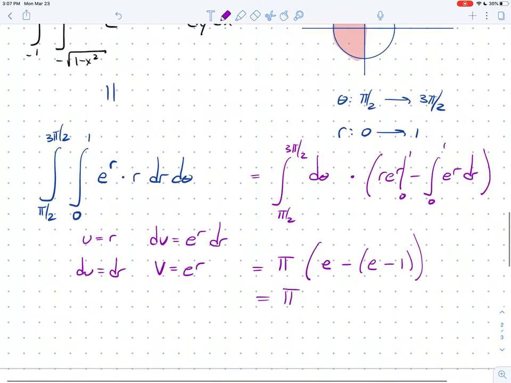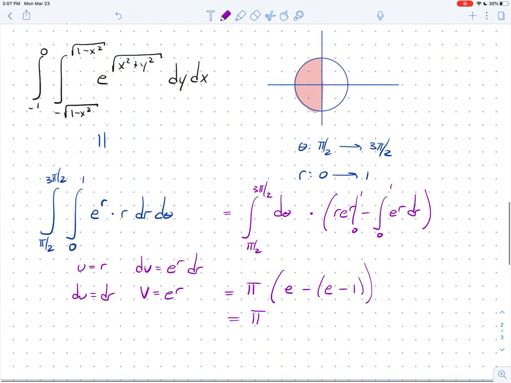So the value of the double integral that we started with turns out to just be pi. And it would be pretty nasty to try to work that out directly. So I'll pause, I'll stop this one, and we'll do a couple more examples.